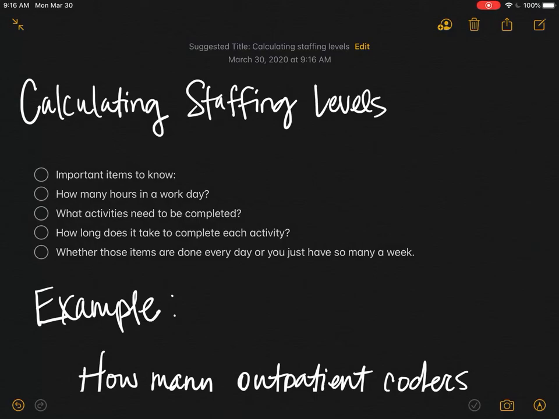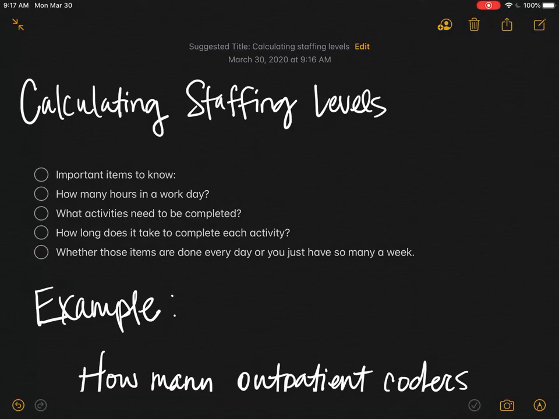I'm giving you a little information and a little tutorial here on your case study 611. In your case study, you're going to be calculating release of information and staffing levels, and in the example I put together, we're going to talk about outpatient coding. The concept's still going to apply.